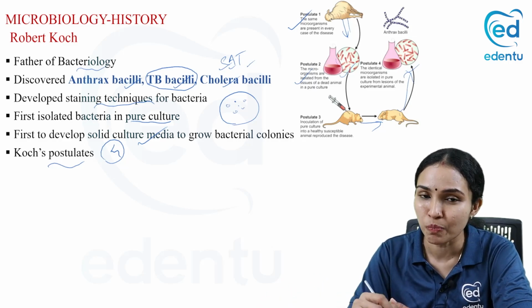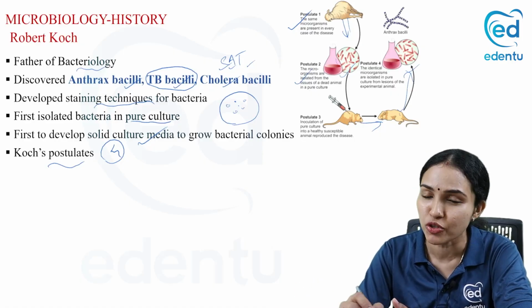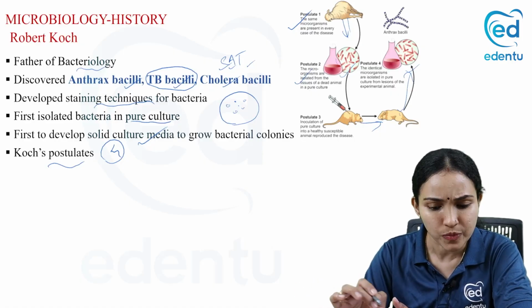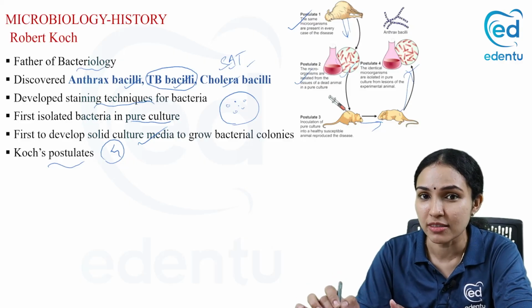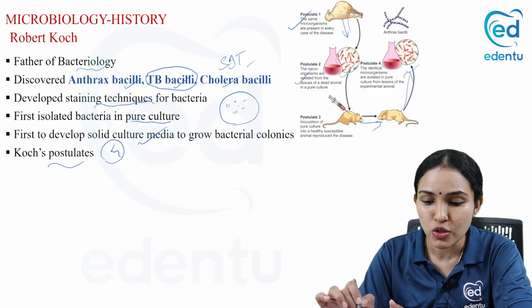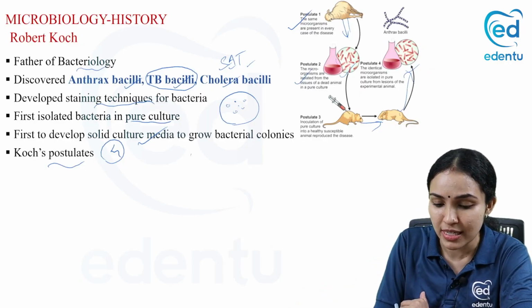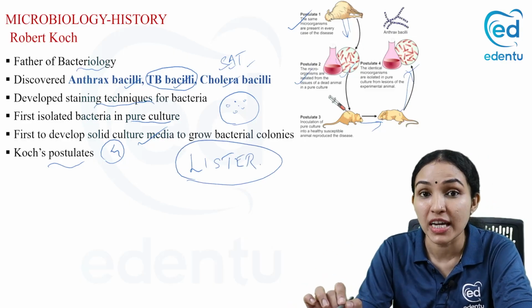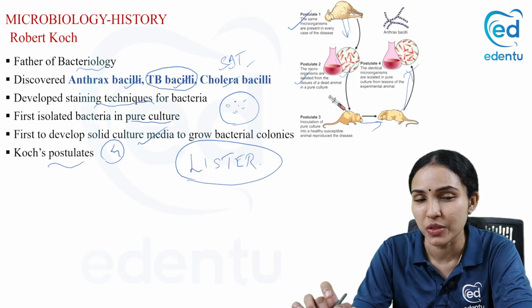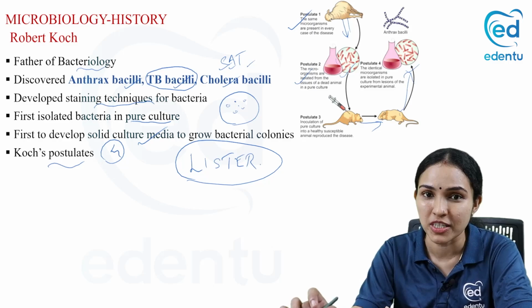That is the most important question from the exam point of view, and all other contributions of Koch you should also remember. Please remember the three bacteria which he discovered: cholera, anthrax and TB bacilli. That is enough for history, and one more person I will mention, that is Lister, for whom I have not shown an image. Joseph Lister is considered the father of antiseptic surgery because he is the first person who introduced the use of antiseptics to prevent wound infections.